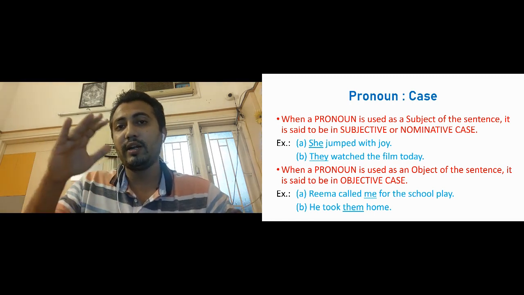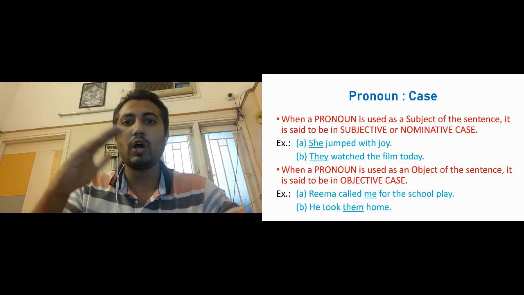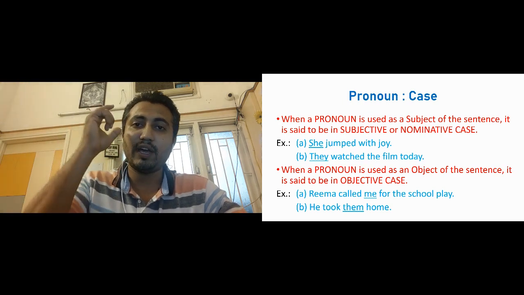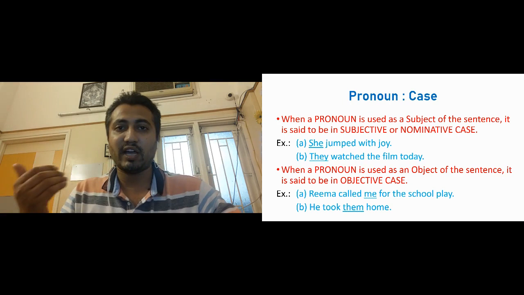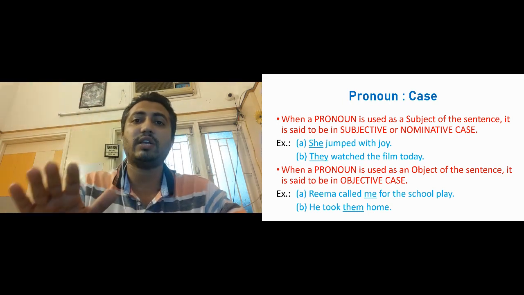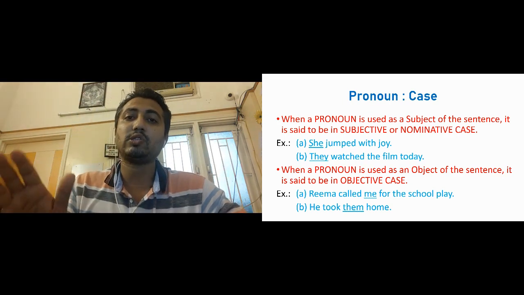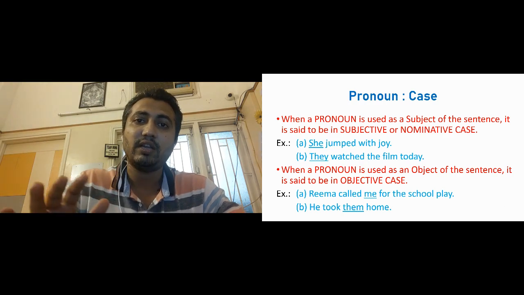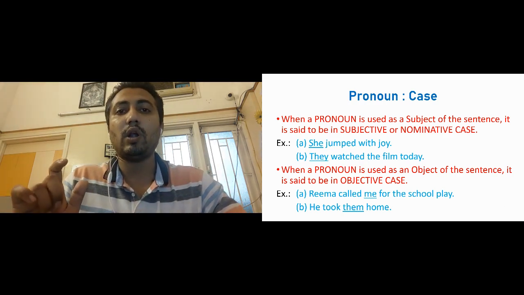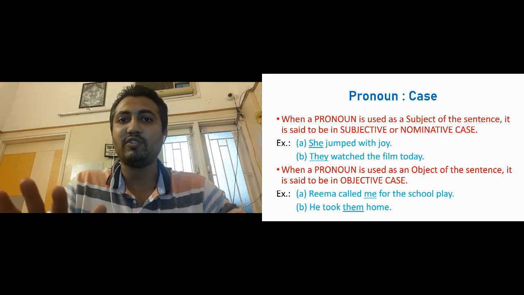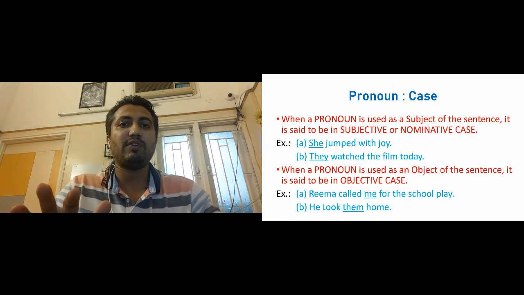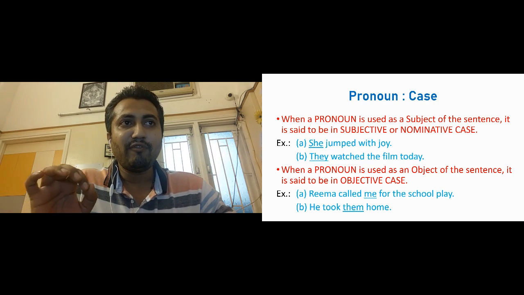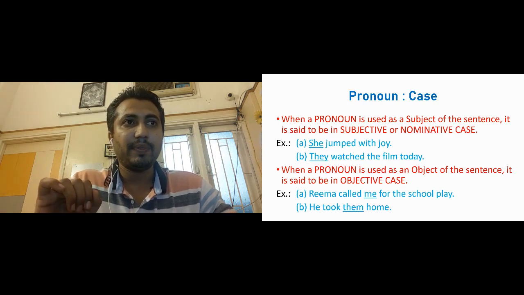Now, let us try to understand object. What is the object? If there is a person who is the receiver of the action, upon whom the action is done, that person is called the receiver of the action. That person or that thing is called the object of the sentence. Let me give you an example of subject and an example of object. First sentence, look at example A.